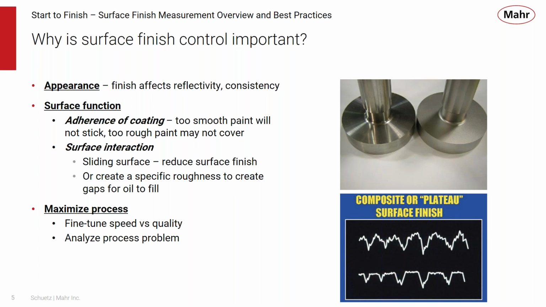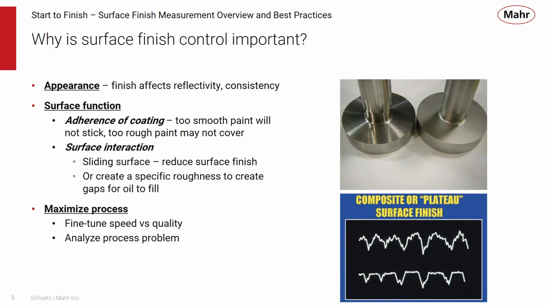How surfaces function is another important reason to control surface finish. One is the adherence of coating. When you think about painting something or applying a finish to it, if that surface is too smooth, maybe the paint's not going to be able to stick to it. Or if the surface is too rough, the paint may not cover it properly, and you'll see some ridges or unevenness in the painted surface. So coating adherence is an important reason for checking surface finish.